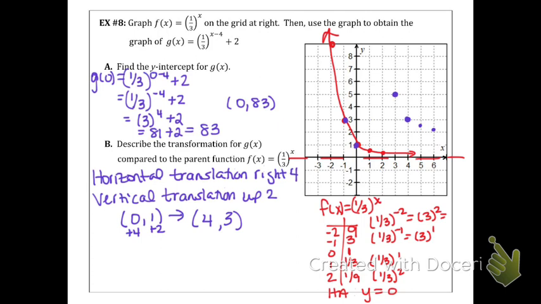And also, because I went up 2, my horizontal asymptote needs to go up 2. And so here is our graph. We're not going to see that y-intercept because it's all the way up at 83, but we know that means it's going to be going up very quickly as we go to the left.